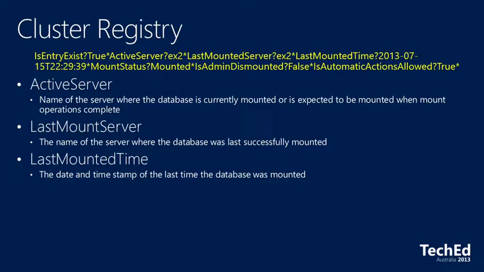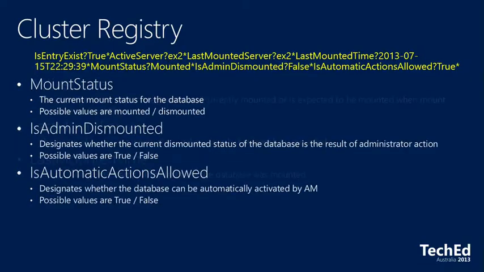The last mount server is typically always going to be that same server because it's the server on which we last successfully mounted that database. And we've got last mounted time in there to show you the time at which we last successfully mounted the database. There's the mount status there that'll either say mounted or dismounted. And that could be dismounted because of an admin reason. So we'll also tag whether or not it's admin dismounted.